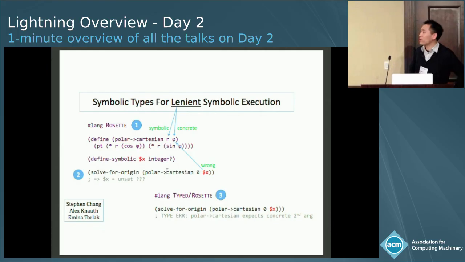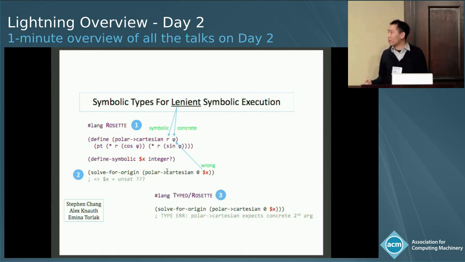And number three, in my talk, I'm going to present Typed Rosette, which helps programmers automatically use symbolic values properly with a type system. And so instead of unsat, which is unhelpful, you get a nicer type error message.